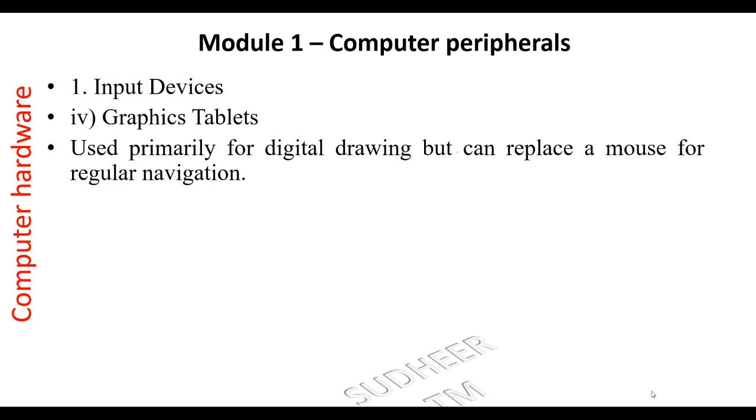Then graphic tablets: used primarily for digital writing but can replace the mouse for regular navigation. A graphic tablet is nothing but a device like this. When I move this pen over here and there, like my cursor, my mouse, I can use it for controlling my computing device. Okay, so it is a graphic tablet. I can write over here. I can click over here. Everything a mouse does, we can do using this graphic tablet. Used primarily for digital drawing, and it can replace a mouse for regular navigation. Even without a mouse we can do everything.